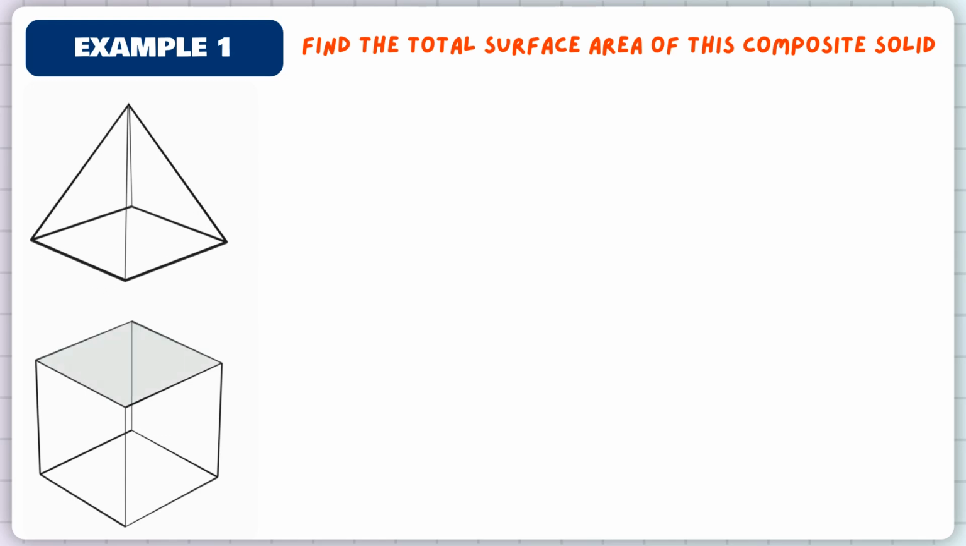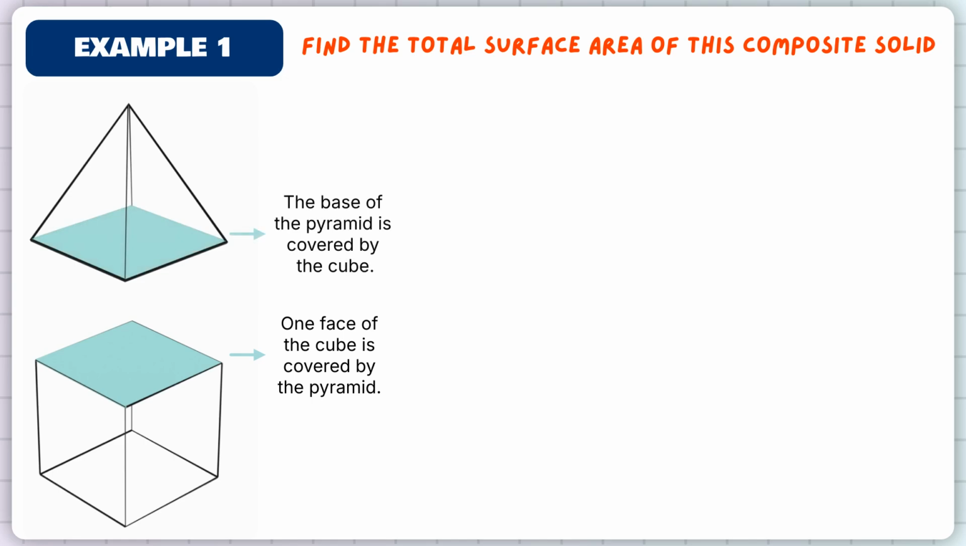For the cube, we need to remember that one of its faces is covered by the pyramid, so this face won't be part of the surface area calculation. Similarly, for the pyramid, its base is covered by the cube and thus not part of the surface area. Let's first deal with the cube.